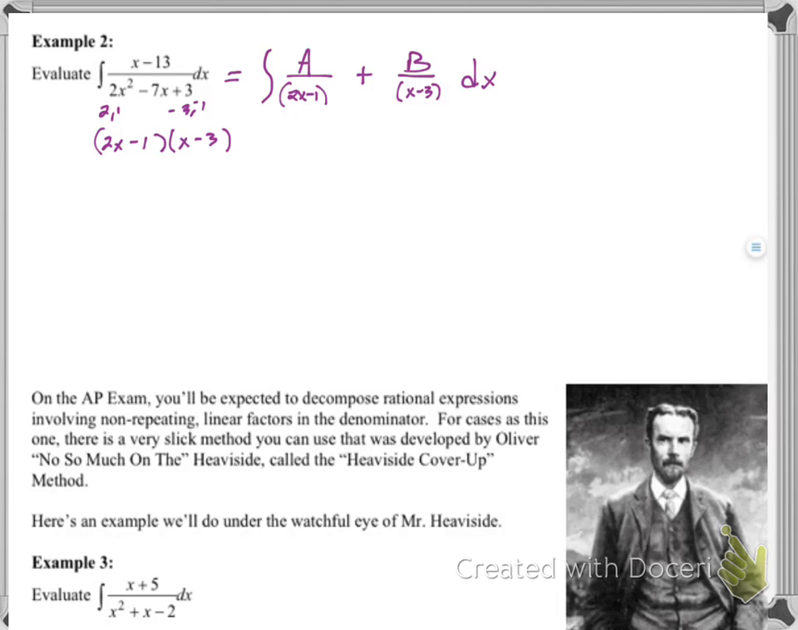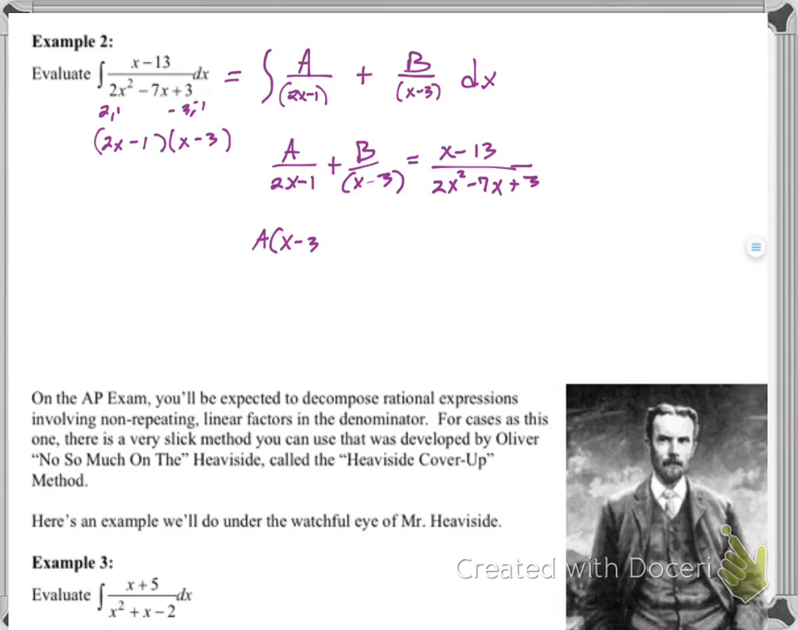So now we have to find the numerators, A and B. So this is the fun part. I've got this equivalent expression. I got the decomposed fractions. Here's the original composed fraction. They're equal expressions. They're just different ways of writing it.